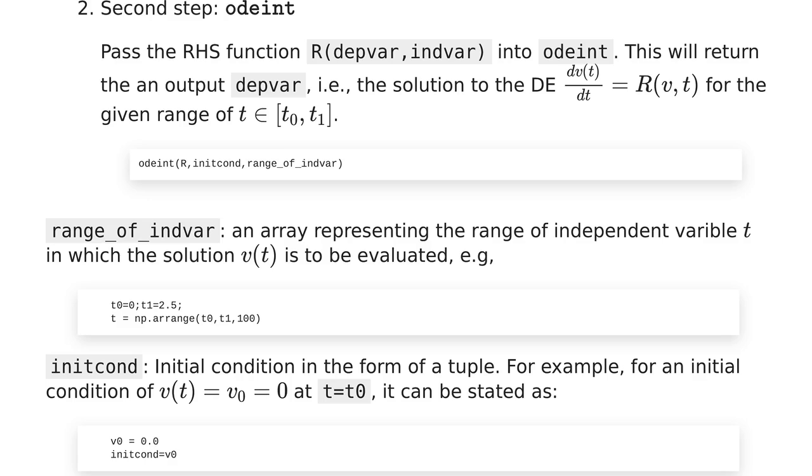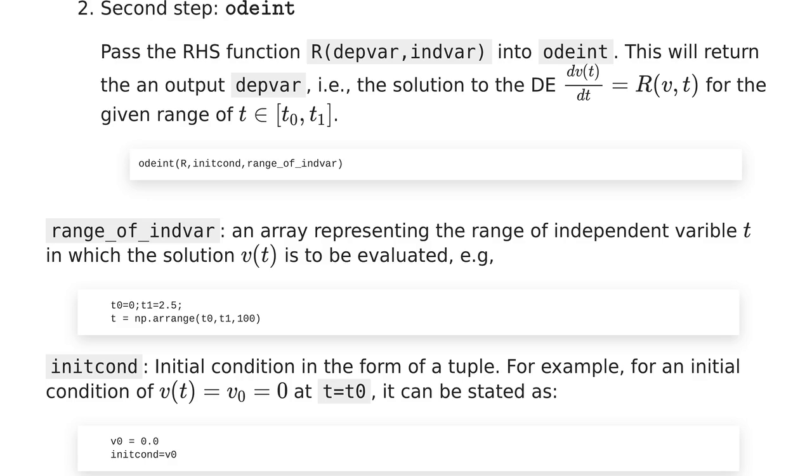The second step in using ODE is to pass the Python function you created, which defines the right-hand side of your differential equation, into the ODE function itself. Along with your function, you also need to provide an initial condition and the range of the independent variable over which you want the solution. The ODE function will then return the numerical solution for the dependent variable. So the basic way to call it looks like ODE, followed by your right-hand side function, then the initial condition, and finally the array representing the points of the independent variable.